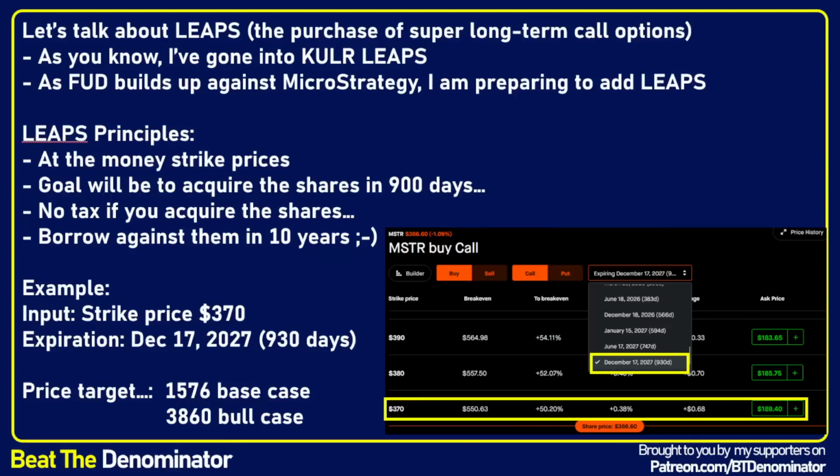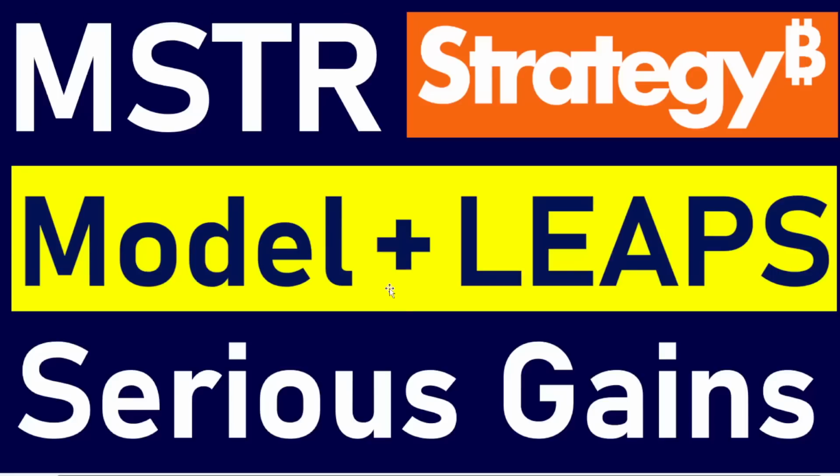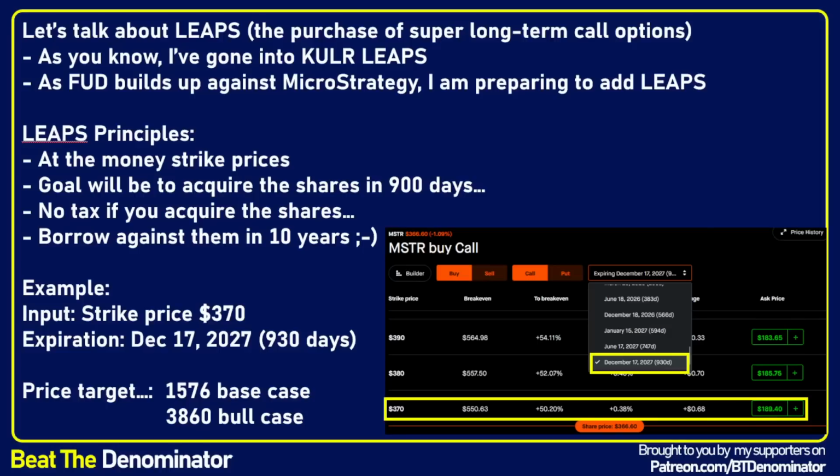Let's talk about leaps now, because that's the subject of this video. The model plus the leaps, pair these two together, and how can you achieve serious gains? As you know, I've been annoyed by the valuation of some of these companies, and I've gone into Coolar leaps. The stock is down 75%. It's ridiculous. The CEO is committed to a Bitcoin strategy, small bag, they could grow it very fast. So I was very happy to buy long-term call options in Coolar.